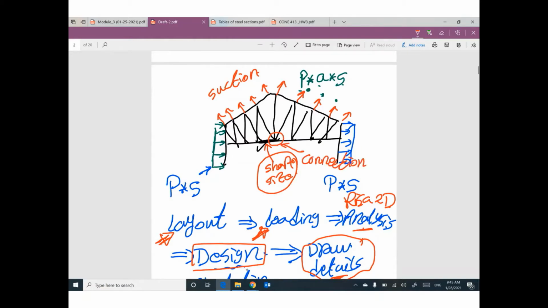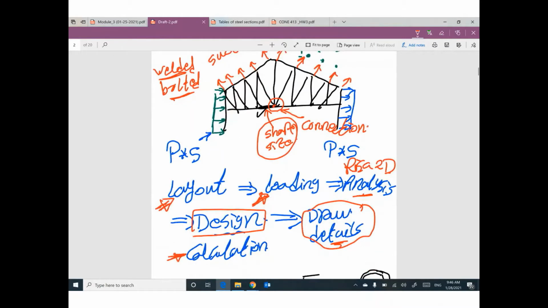If you are looking for any steel structure, this connection can be welded or can be bolted. So if it's bolted, how many bolts do you need? If it's welded, what is the size of this weld? All of these questions we need to answer starting from today until exam number 1.